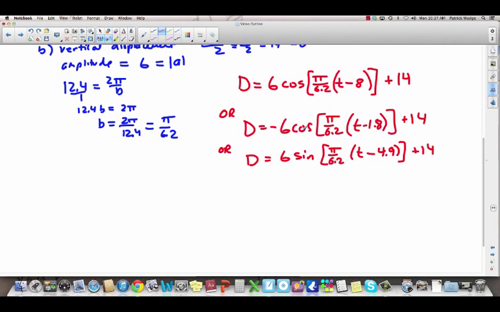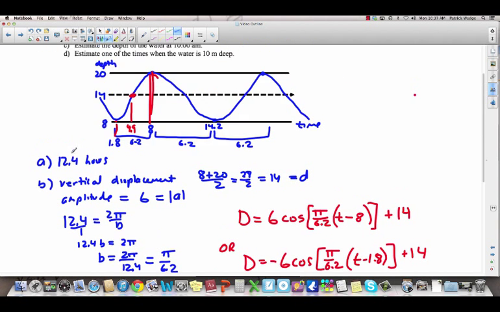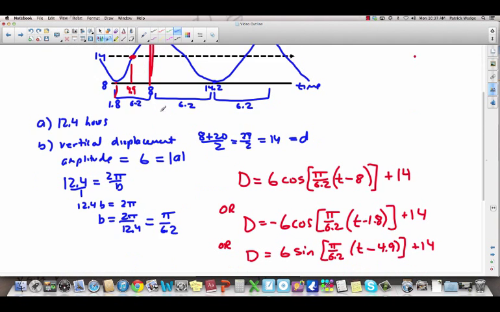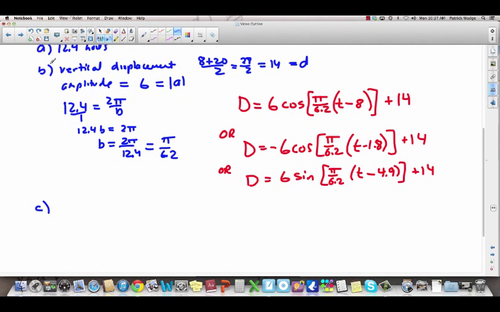Okay, C asks you, what would be the depth at 10 o'clock in the morning? So I'm going to use my first graph up here, the one I initially came up with. And at 10 o'clock, well, that's a time, so I'm going to put 10 into t. So I get d equals 6 cosine pi over 6.2 (10 minus 8) plus 14. And I pick up my calculator and I just start plugging all this in.